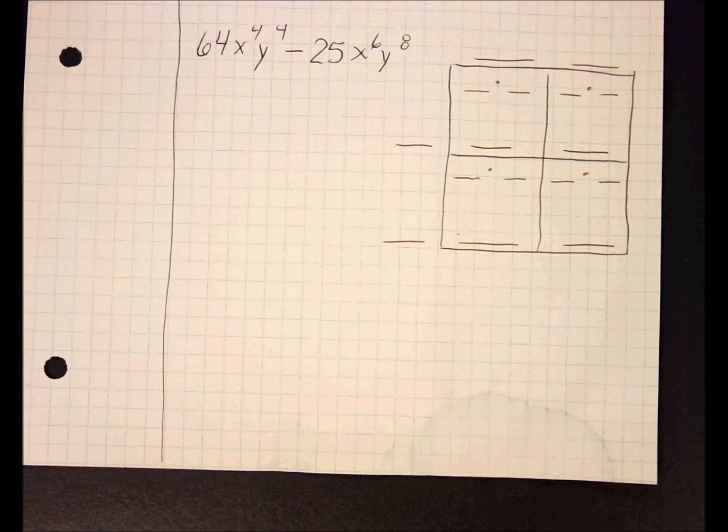So taking that step again, what can I take out of both terms? In the case of 64 and 25, are there any numbers I can divide both 64 and 25 by? Nothing that I see. But they both have x's and they both have y.